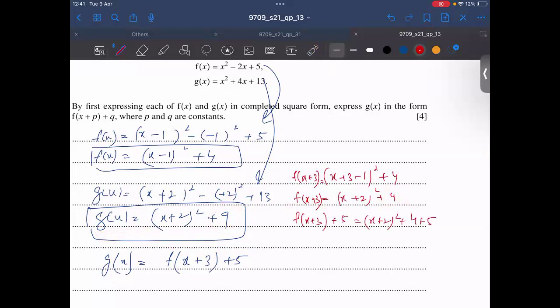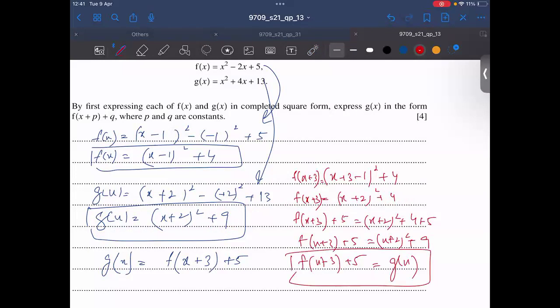All right. So this is gonna become f of x plus 3 equals to, and what is this? G of x. Is it clear or not, Ms. Iman? Yes, sir, clear. So we have expressed g of x in terms of f of x, where the values of p and q are 3 and 5.